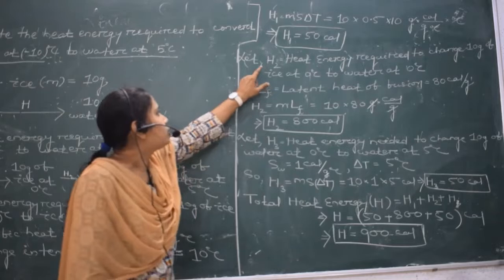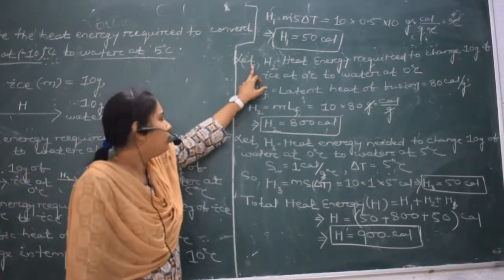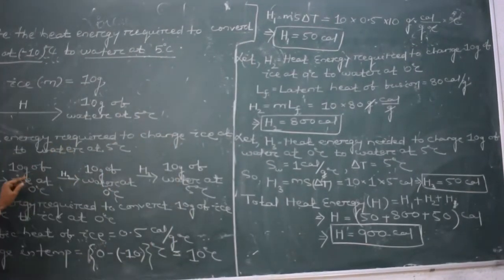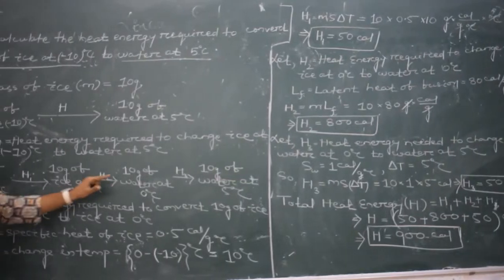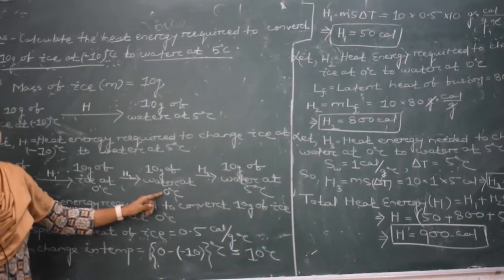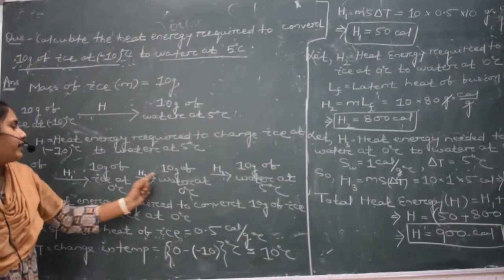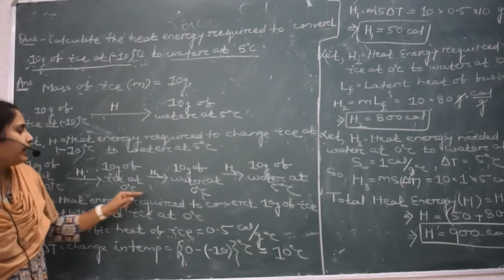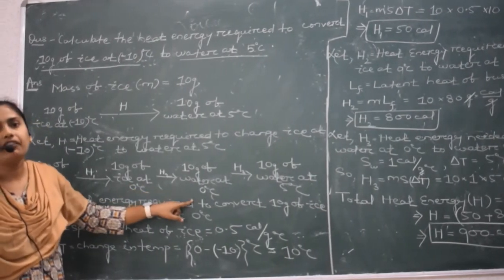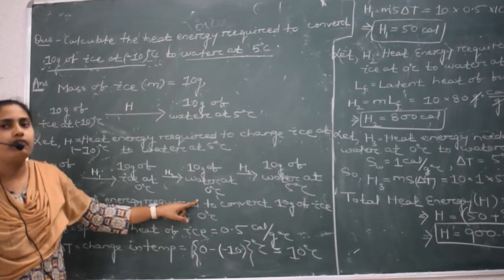Next, let H2 be the amount of heat energy required to convert ice at 0 degree centigrade to water at 0 degree centigrade. See, there is a change of state, and the change of state occurs at constant temperature, that is 0 degree centigrade, which is the melting point of ice.